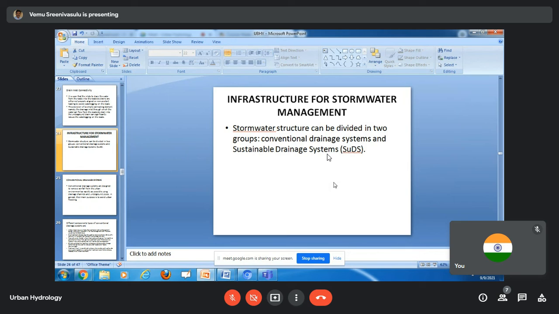Infrastructure for stormwater management. Stormwater structures can be divided into groups: conventional drainage system and sustainable drainage system. Okay, stormwater structures can be divided into two groups. One is the conventional drainage system, and another one is the sustainable drainage system. So let us see what is the conventional drainage system.